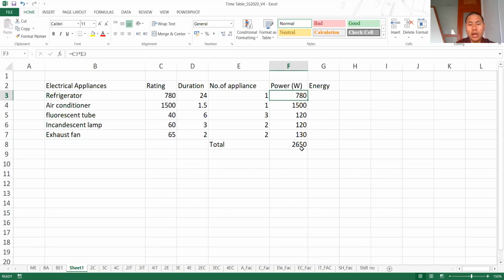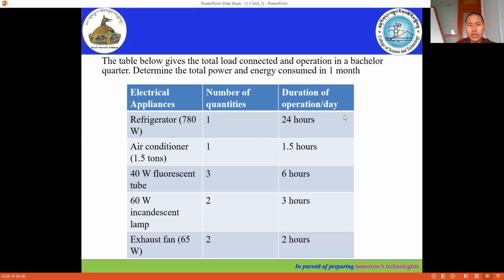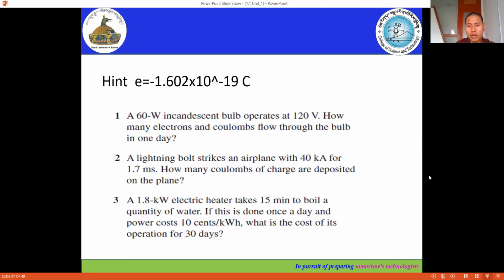Now to calculate the energy in a month, in the PPT, it says that the operations are in hours per day, which means in a month we have 30 days, so we have to multiply everything by 30. I hope you got the point. The operations are given in hours per day, which means to calculate the energy in a month, we have to multiply with 30 days.